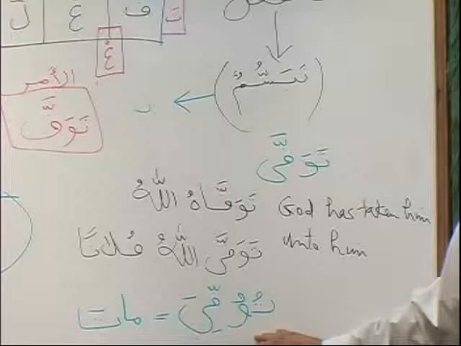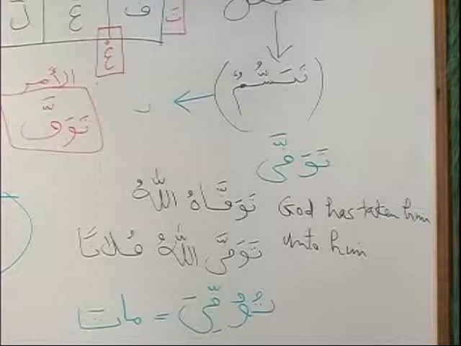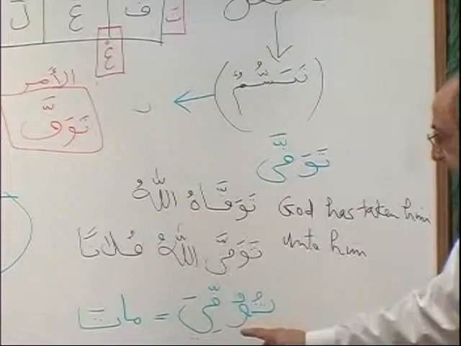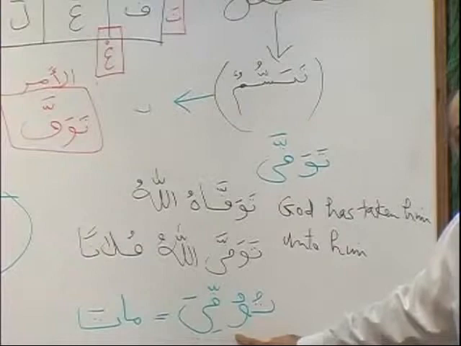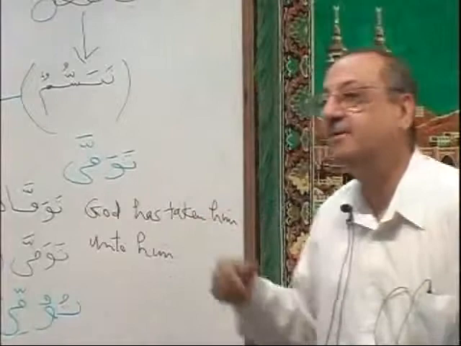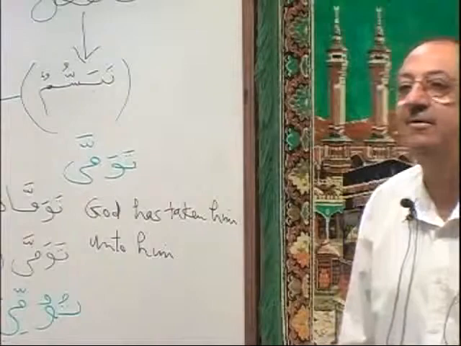But then again, there is no fa'il here. So from tawaffahu, who is your mafulun bihi? And in this case, who is your na'ib fa'il? Are you with me? Who was the mafulun bihi became the na'ib fa'il. He died. He was made to die. Who made him die? It's understood that only Allah can give death, nobody else. Are you with me, brothers and sisters?